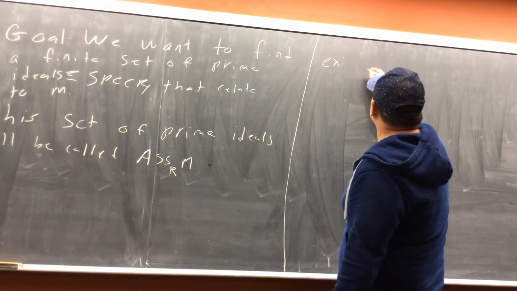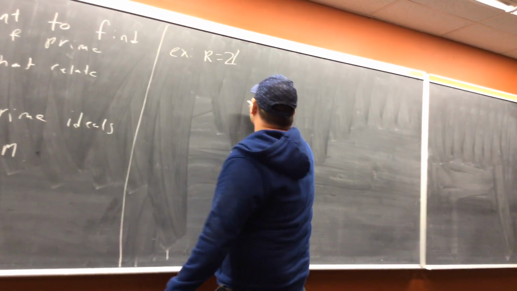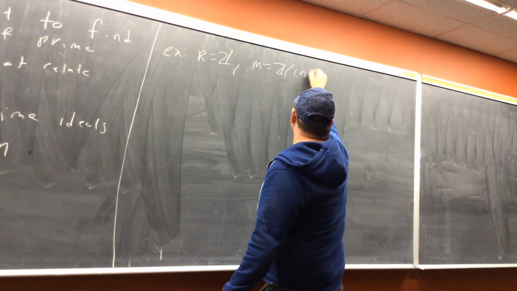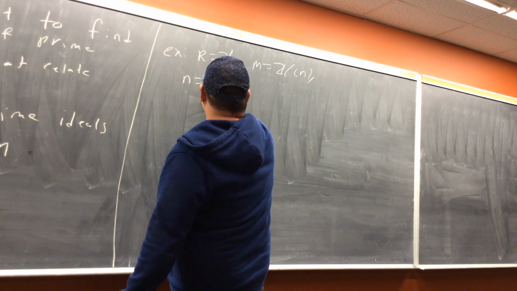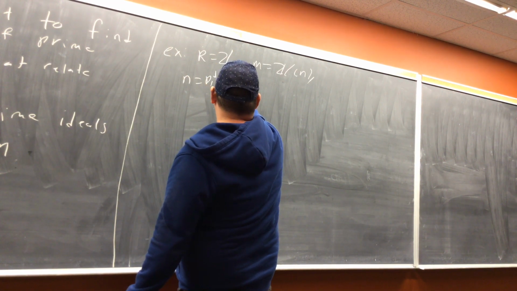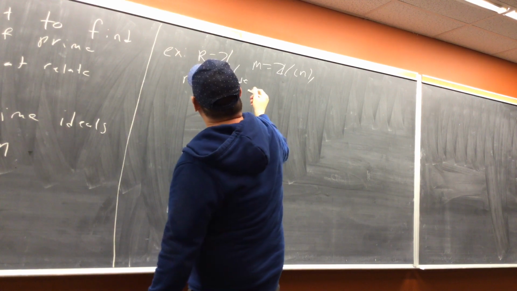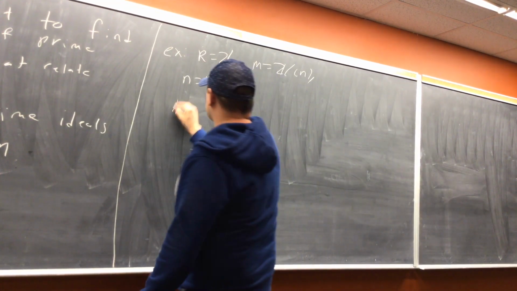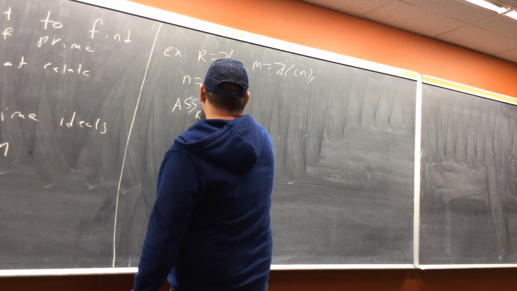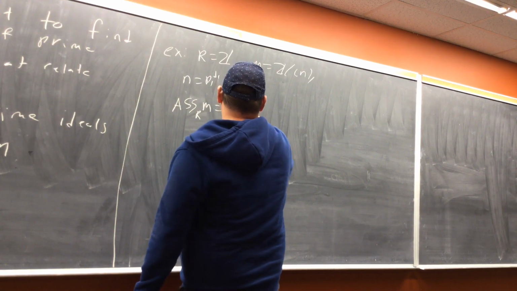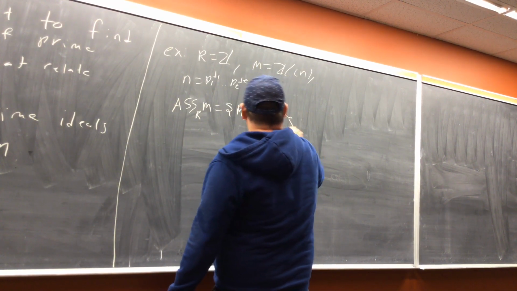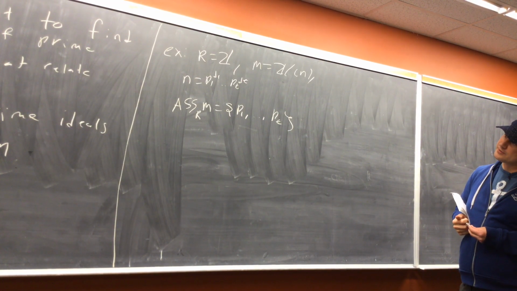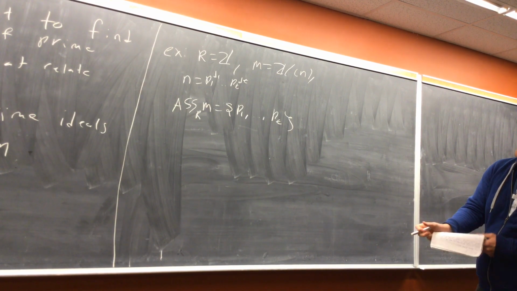And so let's take an example. Take R = Z, and M is Z mod N, and let's say we factor N like this. Then the associated primes will just be the prime divisors of N.